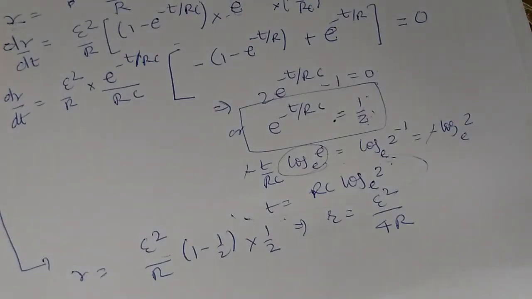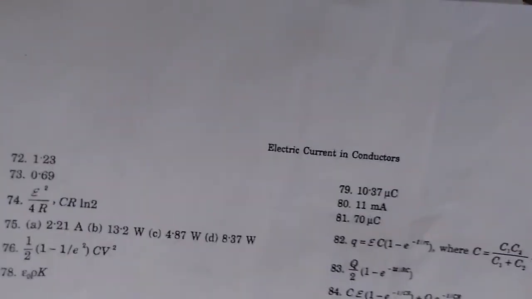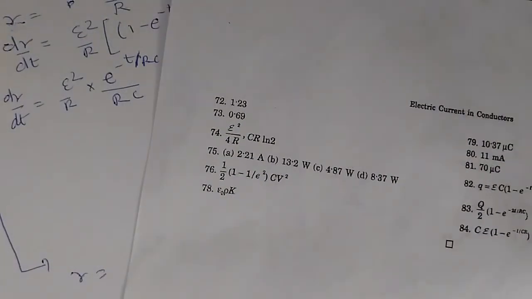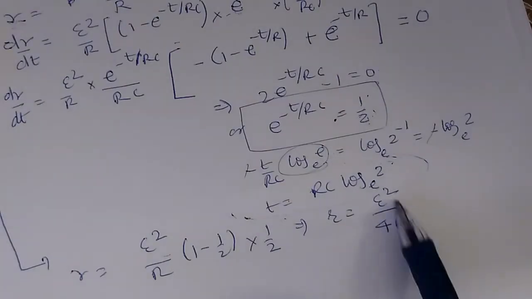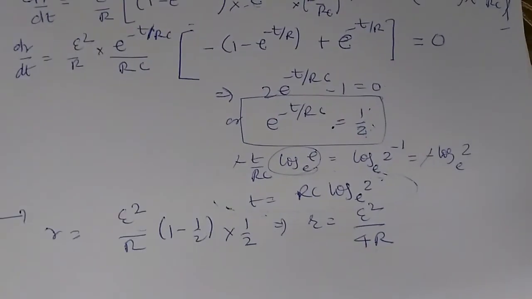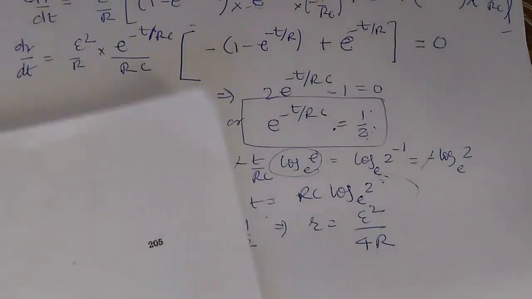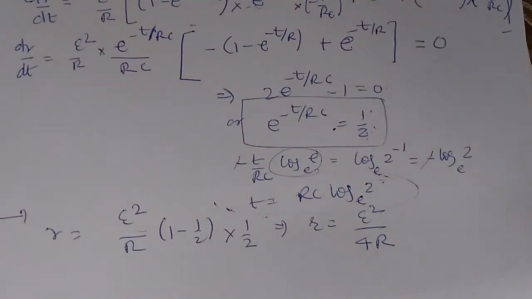So let's check its answer here. Question number 74, this is the answer, E squared by 4R, E squared by 4R. You always want to check your answer. Make sure you have not done any mistake in the calculation.